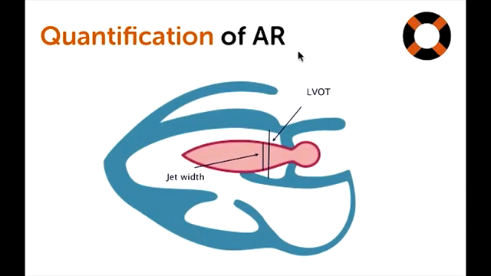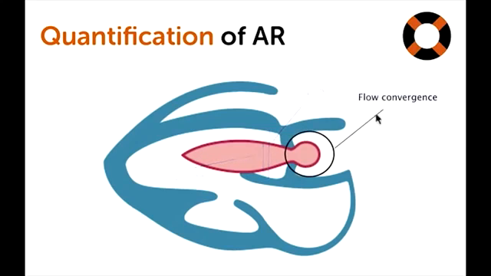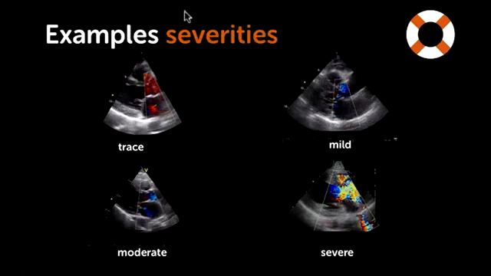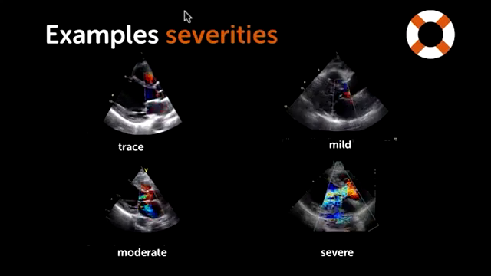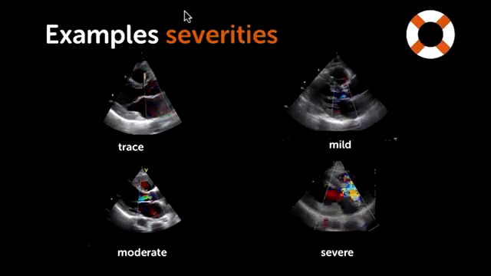And with respect to quantifying aortic regurgitation, it is not very much different than mitral regurgitation. It's based on the jet. One looks at the width of the jet, especially compared to the outflow tract, how wide the jet is, where it originates, the so-called vena contracta, and the so-called flow convergence zone, which we talked about also when we talked about mitral regurgitation. Again, I would like to provide you a little reference scale to help you grade aortic regurgitation.